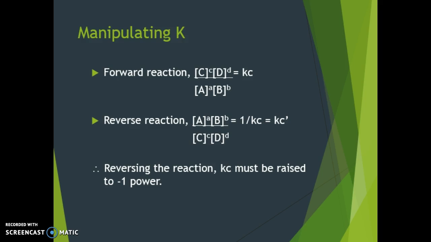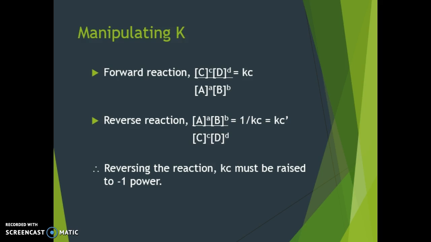Let's take a look. So far, we've been studying this little equation, A plus B makes C plus D. And in order to calculate the Kc value, we would take the product concentration, C and D, divided by the reactant concentration, A and B. Well, if we were considering the reverse reaction, C plus D makes A plus B, then to calculate its Kc value, it would be the concentration of its products, A and B, divided by its reactants, C and D. In other words, the inverse of our previous calculation.